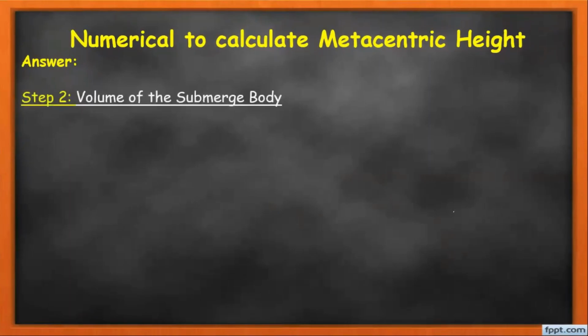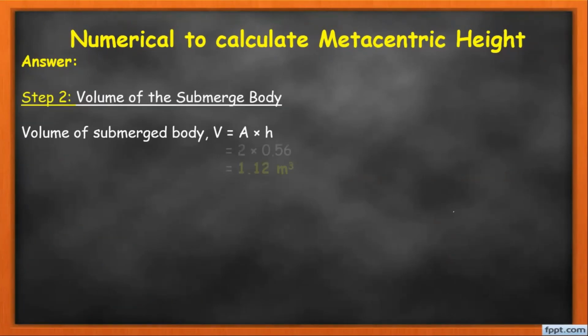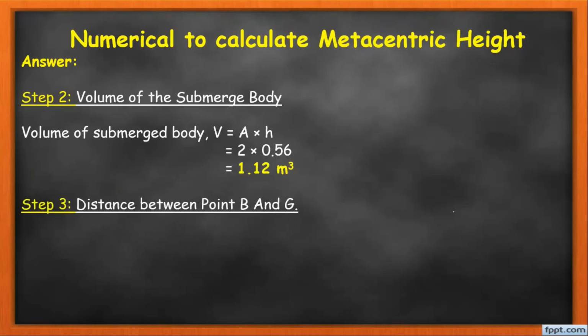In step number 2, we need to calculate the volume of the body that is submerged. So area into height will give you the volume of the submerged body. So 2 into 0.56, we get 1.12 meter cube. Then in step number 3, we need to calculate the distance between the center of buoyancy and center of gravity.